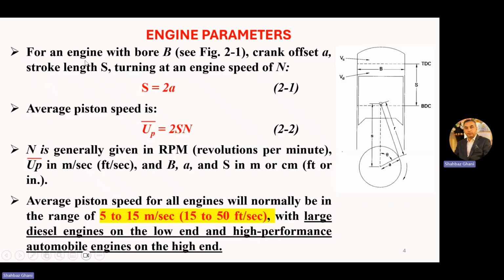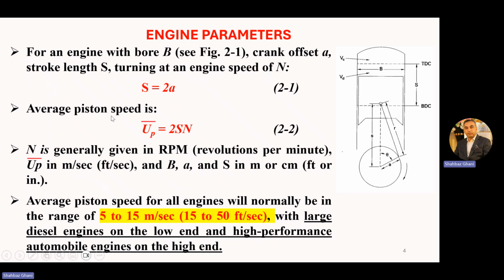Now, for an engine with a bore B, as you have this crank offset A, the stroke length S turning at an engine speed of N, you can denote it with S is equal to 2A. So your stroke is 2A, right? This is your A and this dia, okay? So stroke is equal to 2 into crank offset.